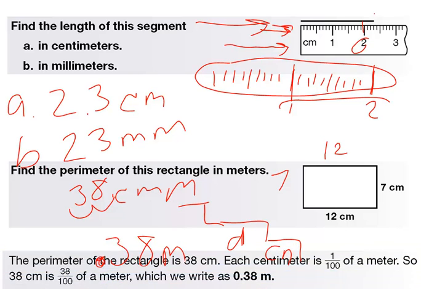And there we go. So the perimeter of this rectangle is 38 centimeters. Each centimeter is 1/100th of a meter. So 38 centimeters is 38 hundredths of a meter, which we write as 0.38 meters.